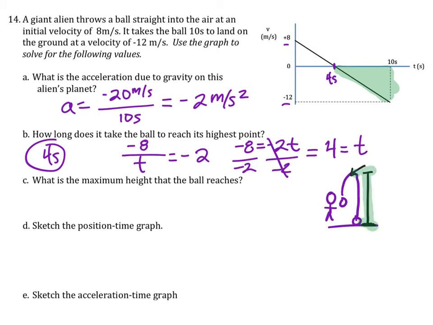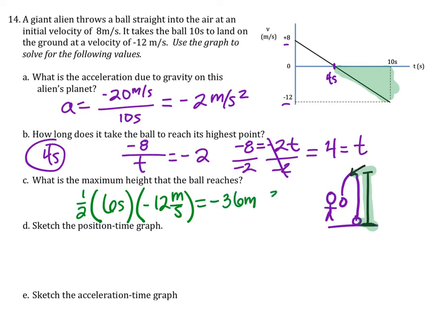So for height, it's just going to be positive. For this, you have a triangle, so it's going to be 1/2 times the width of that triangle, which is 6 seconds because it goes from 4 to 10, and then the height of that triangle is negative 12 meters per second. So when you multiply that out, you're going to get an answer of negative 36 meters. So technically the maximum height is 36 meters because we don't measure height in negative numbers, we measure it in positive numbers.